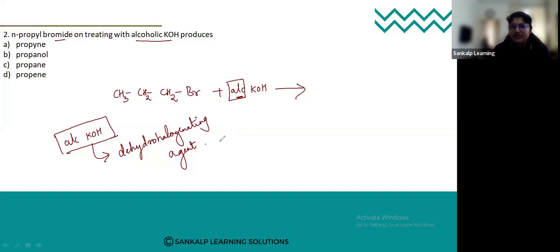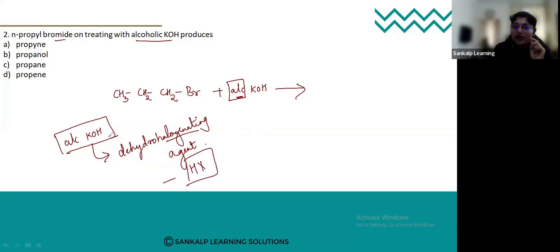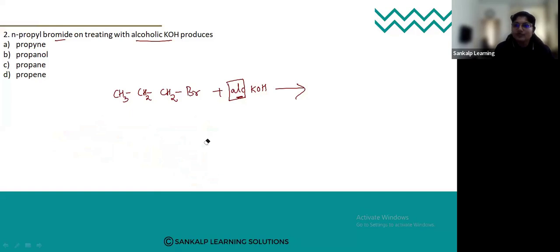dehydrohalogenating means removal of hydrogen and halogen. We are removing one hydrogen and one halogen, that is HX, so there is a removal of an HX group. Alcoholic KOH is such a reagent which helps us remove one hydrogen and a halide group. Now from this N-propyl bromide, we are going to remove the hydrogen halide.